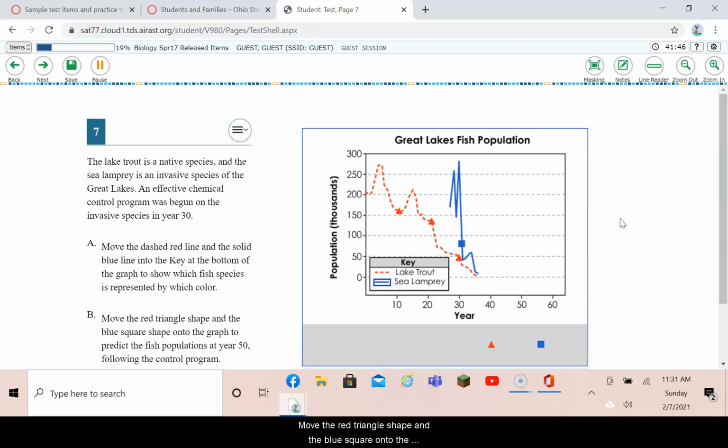Move the red triangle shape and the blue square onto the graph to predict the fish population at 50 years following the control program. After the control program, I would say that the red would start increasing. So the lake trout would start increasing, and the lamprey would be down. It would have gone down. So there's the correct answer. After 50 years, after the chemicals were put in, the lake trout population increased, and the sea lamprey population decreased.